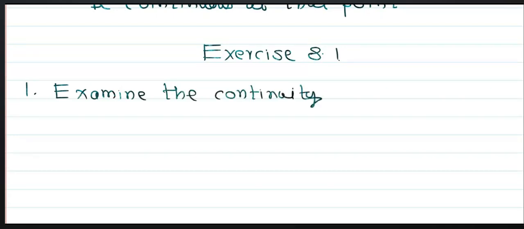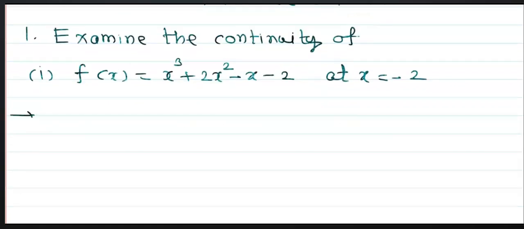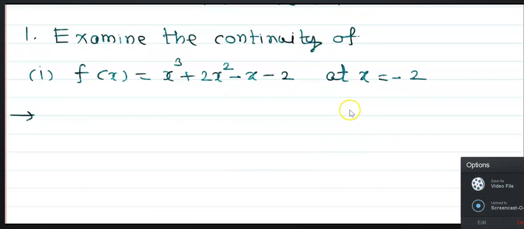First, examine the continuity of first, f of x is equal to x cube plus 2x square minus x minus 2 at x is equal to minus 2. Means in this case we will find out the limit of the function and also the value of the function. That is what is meant by the value of the function. That is, we will substitute here x is equal to minus 2 and find out the value. If both are equal, then we'll say that the given function is continuous.